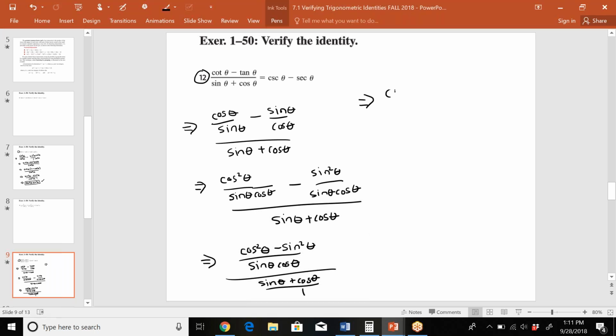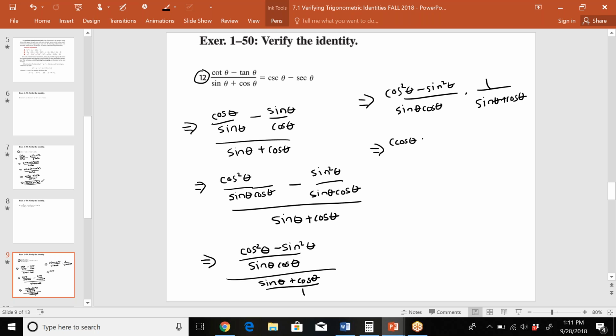So that would make that cosine squared theta minus sine squared theta over sine theta cosine theta times 1 over sine theta plus cosine theta. Now, the thing I didn't do yet is this is not a Pythagorean identity because you would need cosine squared plus sine squared. But it is a difference of two perfect squares. You can factor that top.